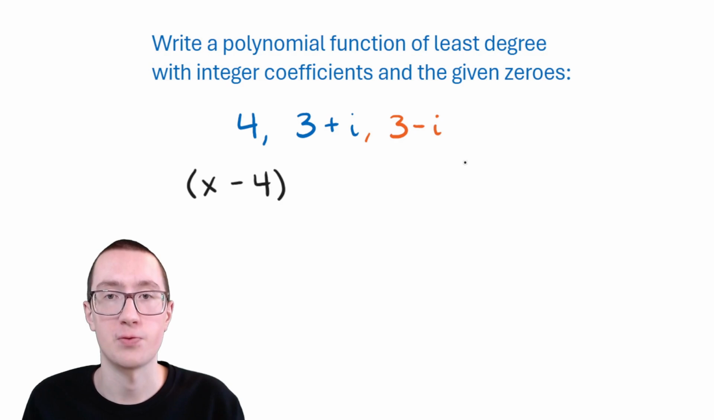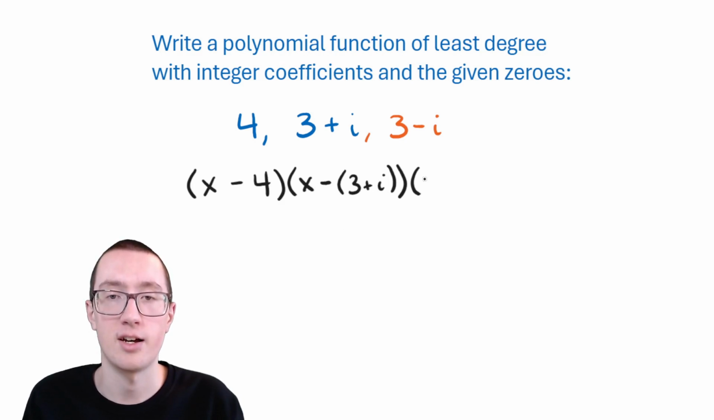So we can do the same things for these. Even though they're a little bit complicated, we can have x minus (3 plus i). And it's important that we put this in parentheses because the minus sign applies to both of them. Well, you'll see why in a second. And then this is going to be times x minus (3 minus i).